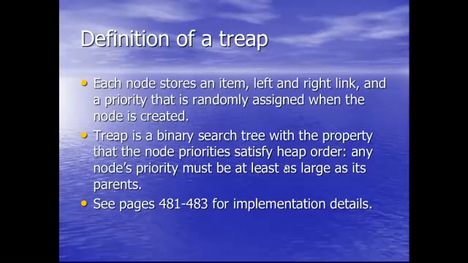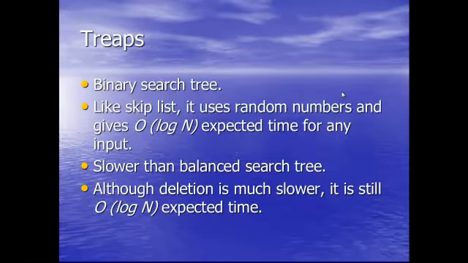You can see the definition of a treap, in which each node stores an item, left and right links, and a priority. A treap is a binary search tree with the property that the node priorities satisfy heap order, and any node's priority must be at least as large as its parent's. This is all about treaps.